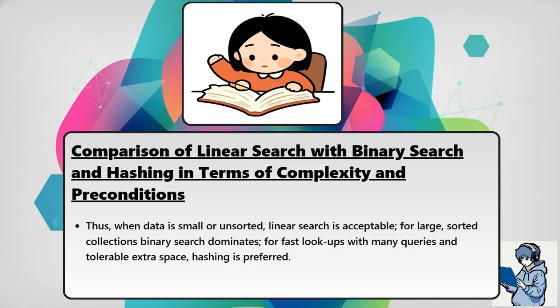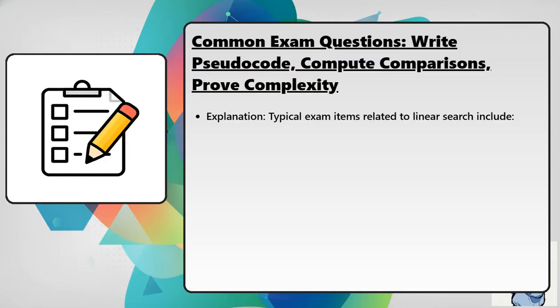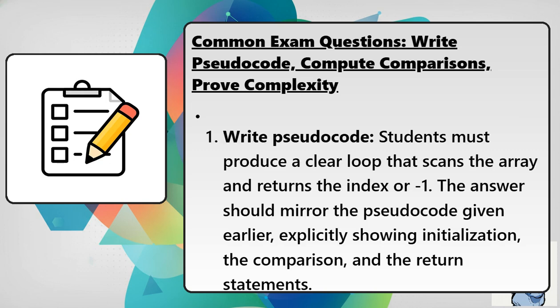Thus, when data is small or unsorted, linear search is acceptable. For large, sorted collections, binary search dominates. For fast lookups with many queries and tolerable extra space, hashing is preferred. Explanation: typical exam items related to linear search include: 1. Write pseudocode. Students must produce a clear loop that scans the array and returns the index or -1. The answer should mirror the pseudocode given earlier, explicitly showing initialization, the comparison, and the return statements.